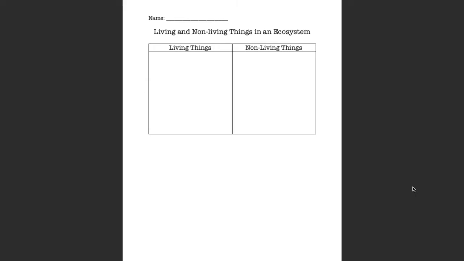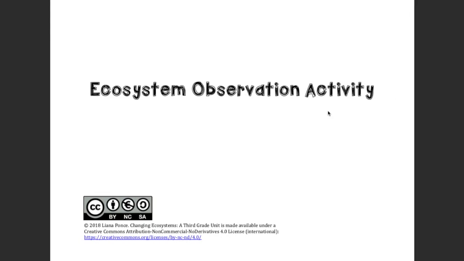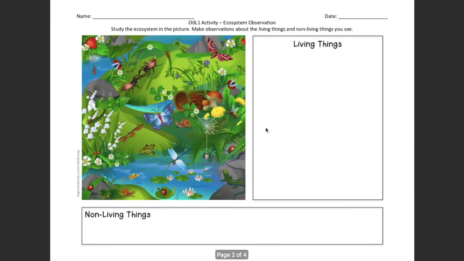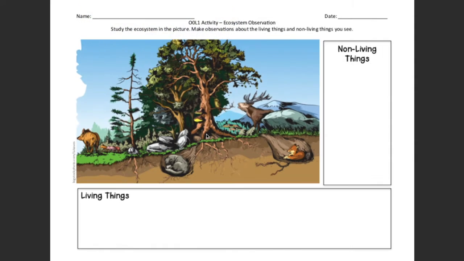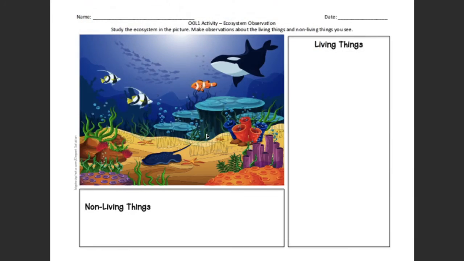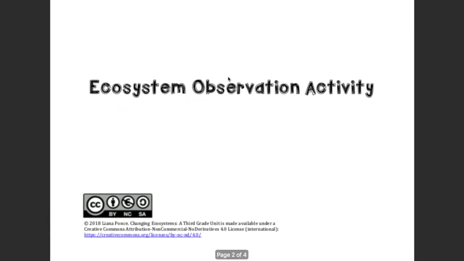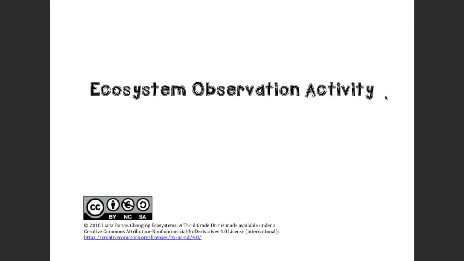Today we are going to be answering the question, what is an ecosystem? The materials that you are going to need for this activity are first the living and non-living things in an ecosystem worksheet and the ecosystem observation activity. This one has, I think, a total of 4 different pages, and 3 of those pages have pictures of ecosystems on them. You are also going to need something to write with.